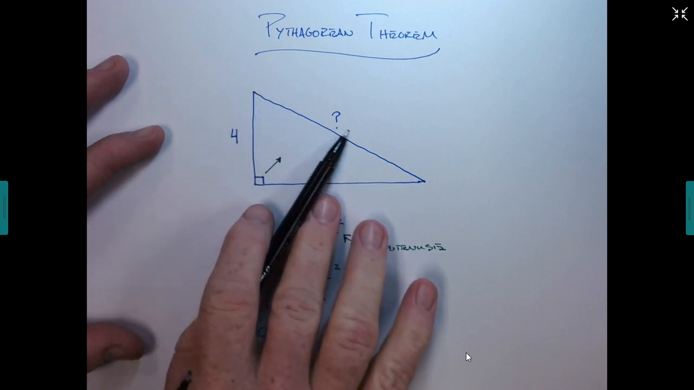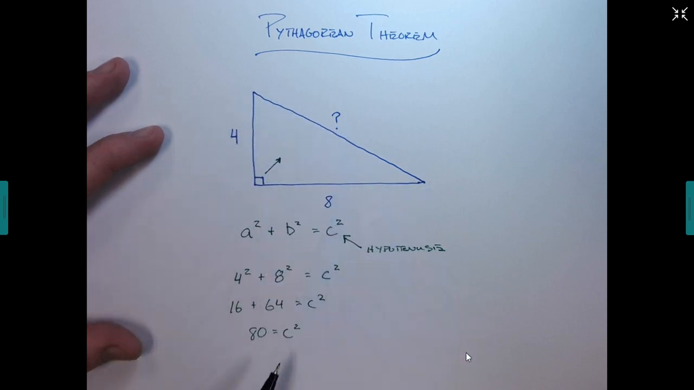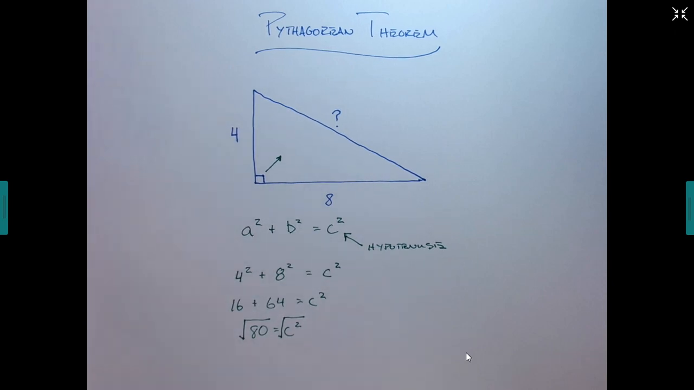Obviously, this does not measure 80. That's what this side squared is. So if I want to find out what C is, I would square root both sides. All right. Now, the new little wrinkle is, well, do you and I know what the square root of 80 is? I know that 9 squared is 81, so this is pretty close to 9.